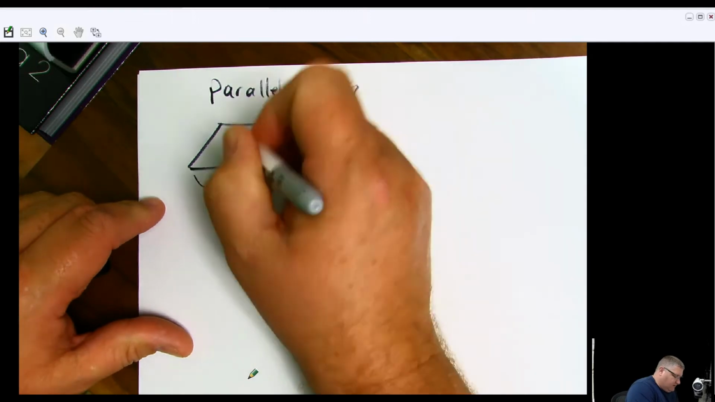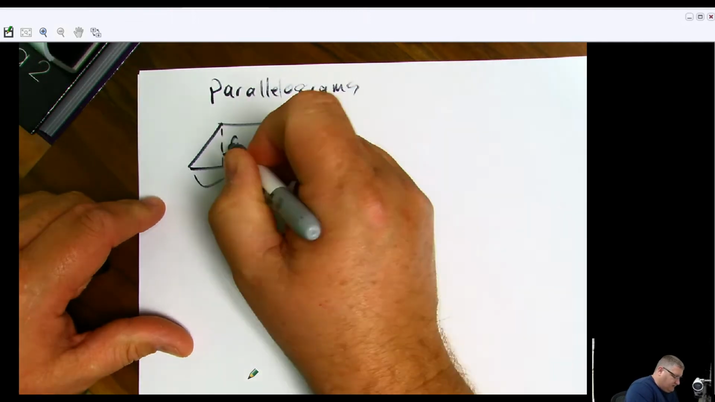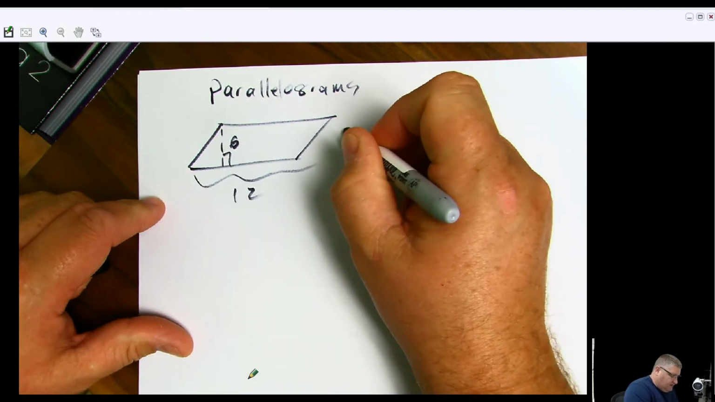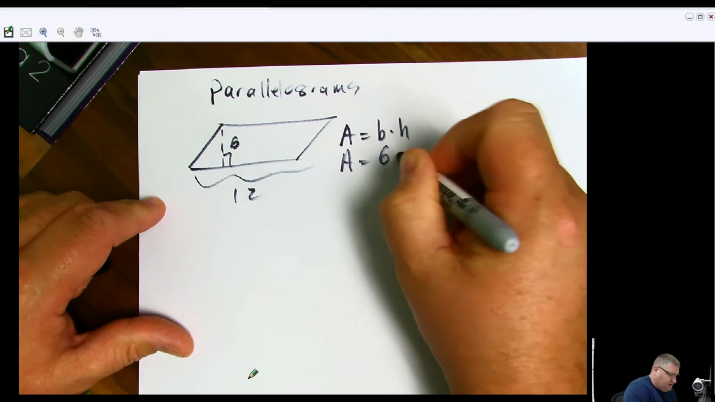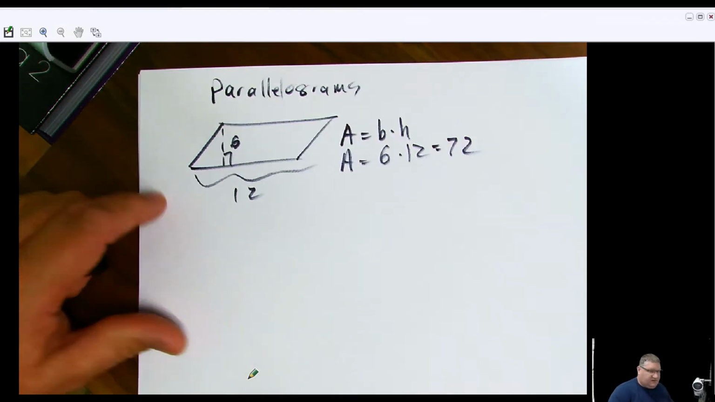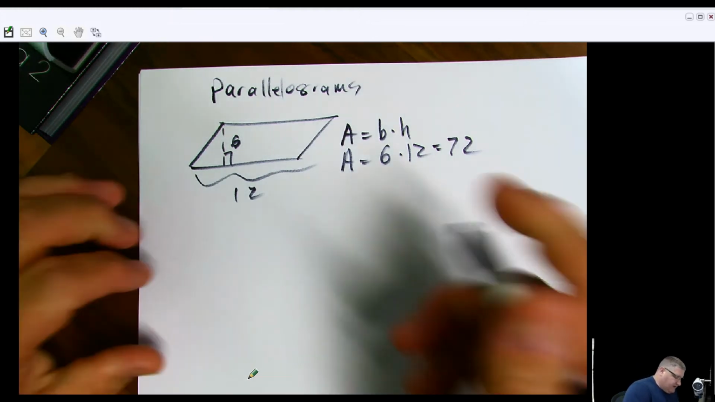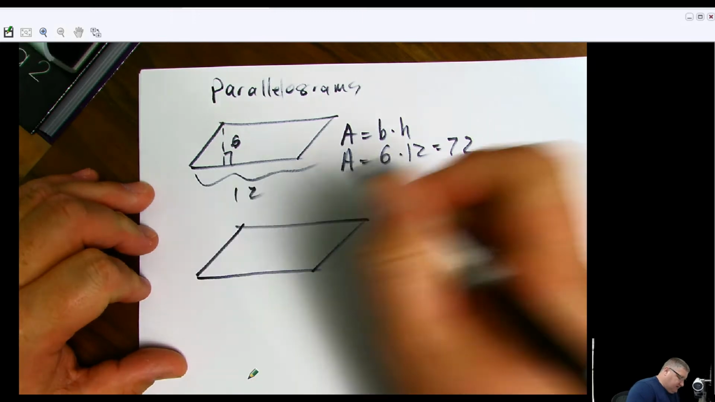this is 12, and let's say the height is given and it's 6. Oh, okay, well that's easy. Area equals base times height. Area equals 6 times 12, and if I'm not mistaken, that's 72. Okay, pretty easy. However, what if we don't have that?